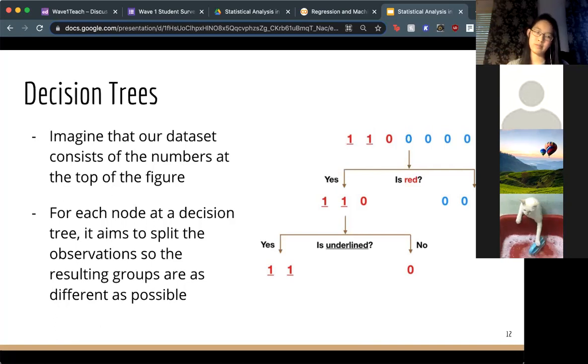But let's say for some reason you have a data set here. You have a bunch of ones, a bunch of zeros. Let's say you want to classify these. You want to sort these into little groups of things. So maybe you want a group with only red underlined ones. You want a group with only zeros. And you want a group with blue zeros. So yeah, imagine our data set. This is the data set that we are working with in the first place.